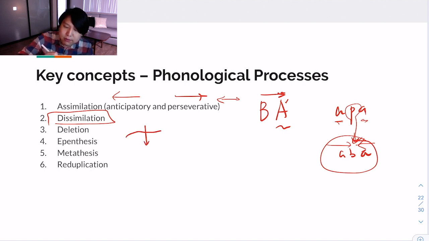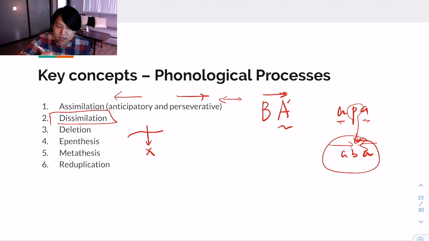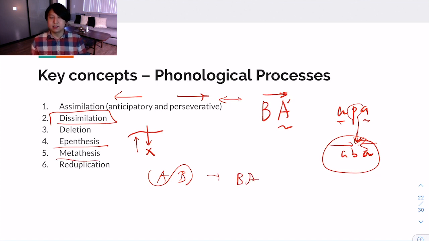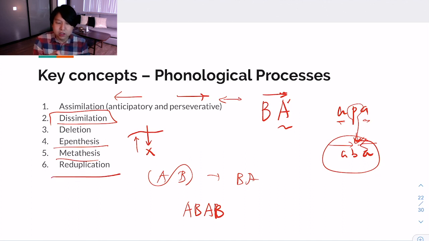When some sound is deleted, when it's eliminated, it's called deletion. When some other sound is introduced in between existing sounds, it's called epenthesis. Whenever two sounds change their position, it's called metathesis. And whenever a sequence of sounds is duplicated, it's called reduplication. So these six types are a very important set of phonological processes that exist around the world.